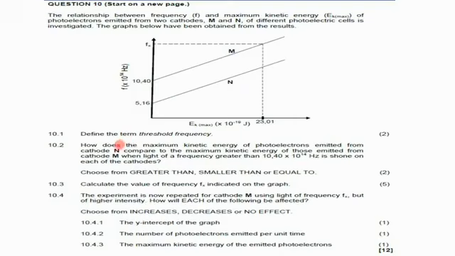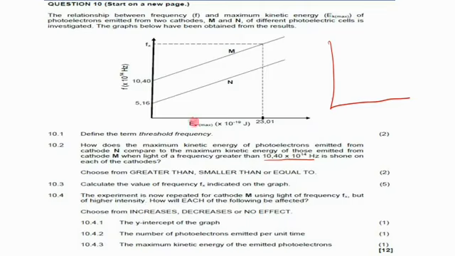Then 10.2 says how does the maximum kinetic energy of photoelectrons emitted from cathode N compare to the maximum kinetic energy of those emitted from cathode M when light of a frequency greater than 10.40 times 10 to the exponent of 14 hertz is shown on each of the cathodes, right? Now before we can answer that, they say choose from greater than, smaller than, or equal to. So before we can answer that, I just want us to see something here.